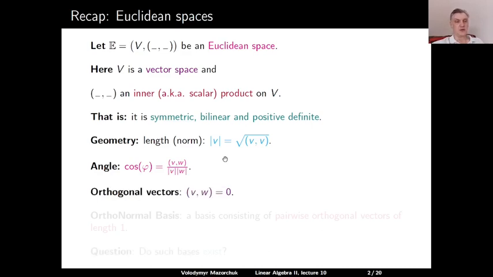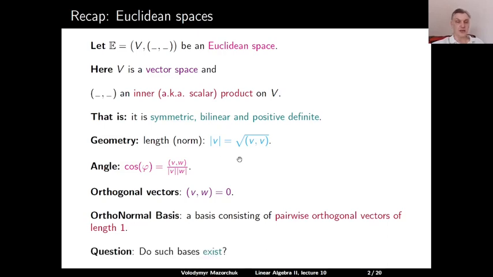Two vectors are called orthogonal if the scalar product between them is 0. So in particular, the zero vector is orthogonal to any other vector in the space. We also defined the notion of an orthonormal basis. A basis of a Euclidean space is called orthonormal, provided that all vectors in this basis have length 1, and they are pairwise orthogonal. We introduced this notion, and the main point today is to prove that such bases exist.